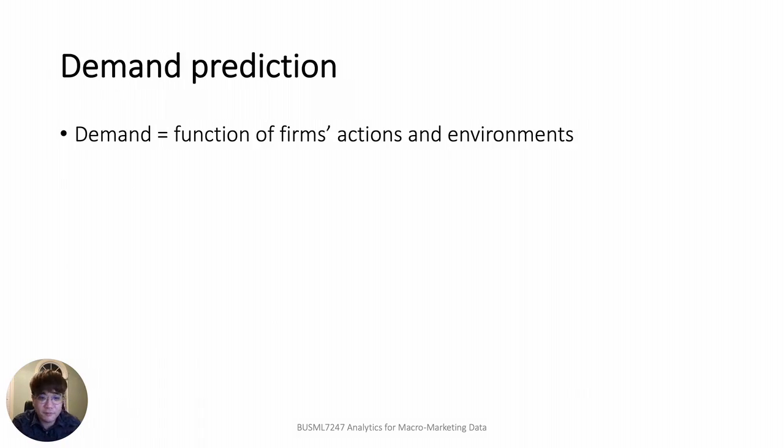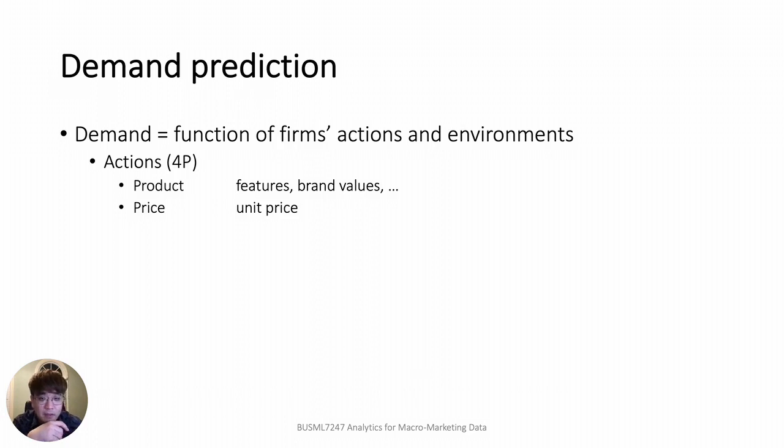Demand is a function of firms' actions and environment. Actions in marketing problems are associated with these 4 P's. First, product. Product features, design, brand values, and the others affect the demand. Simply, the better product, the more demand. Second, price. This doesn't include any additional price for transaction. It indicates only the unit price of the product. In general, the lower price, the more demand.